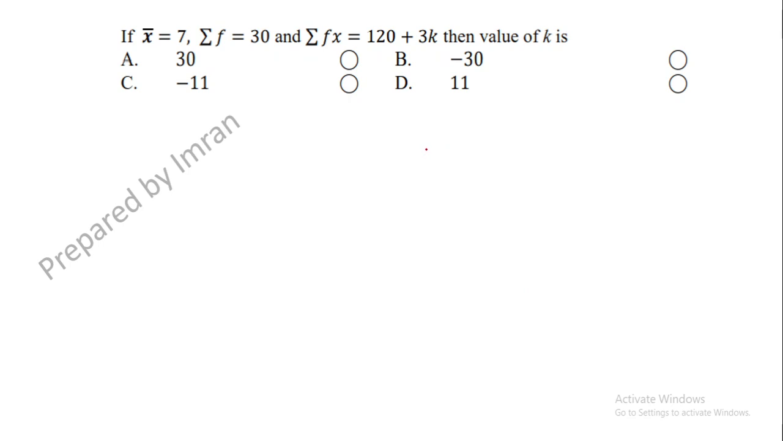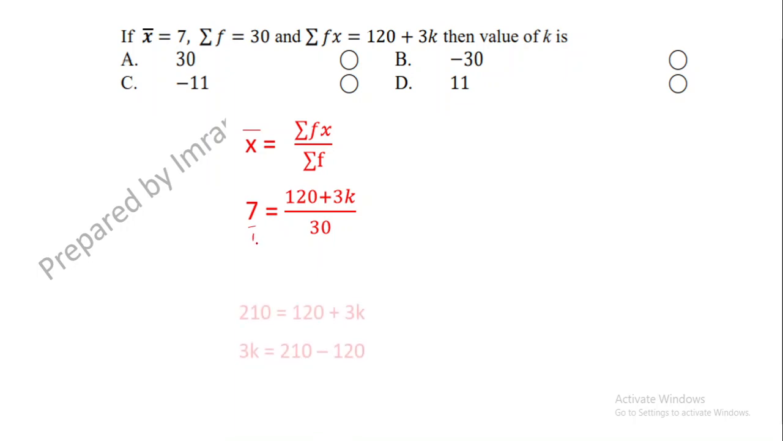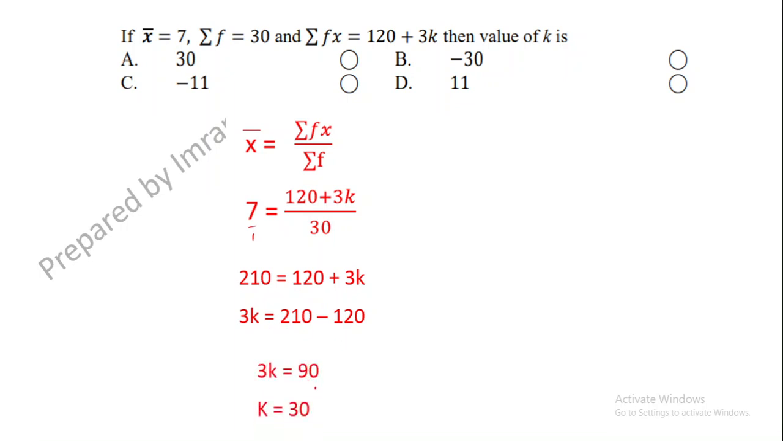He says he will check you about the formula for this one. He says that x bar is summation fx over summation f, and summation f and summation fx are equal to this. Find the value of k. We know that x bar is summation fx over summation f. Just substitute the values and cross multiply them together. When you cross multiply, you will get this one, and keep the variable on one side, constant on the other side. So the value of 3k will be equal to 90 and the value of k will be equal to 30.